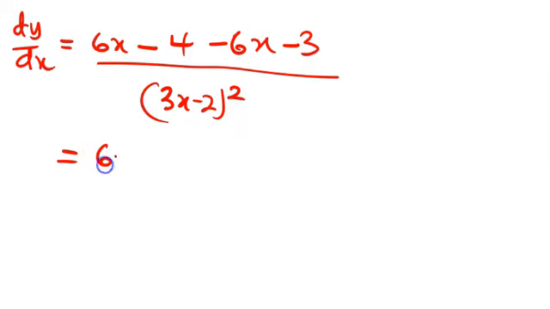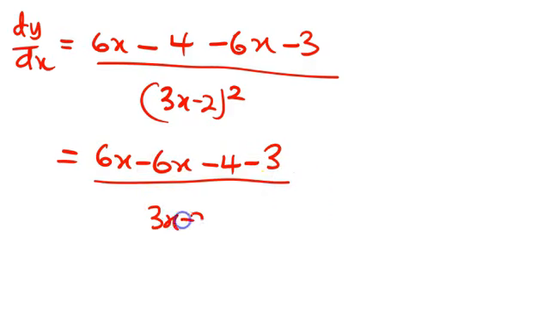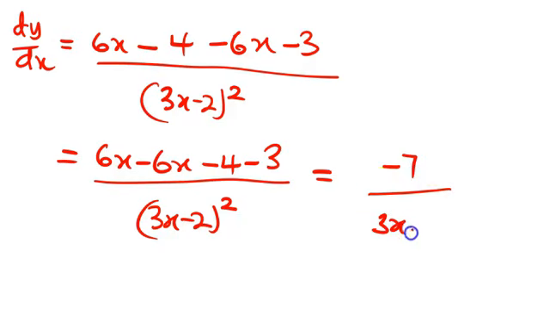So we have 6x minus 6x minus 4 minus 3 over 3x minus 2 all squared. Now 6x minus 6x will go to 0. So we have minus 7 over 3x minus 2 all squared.